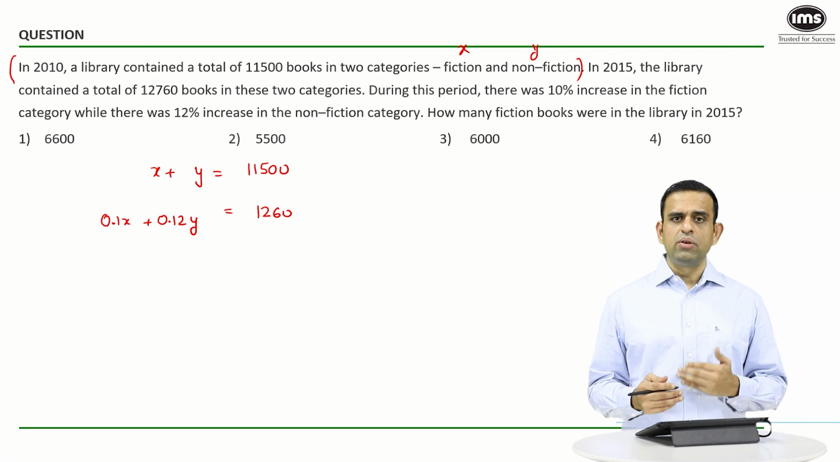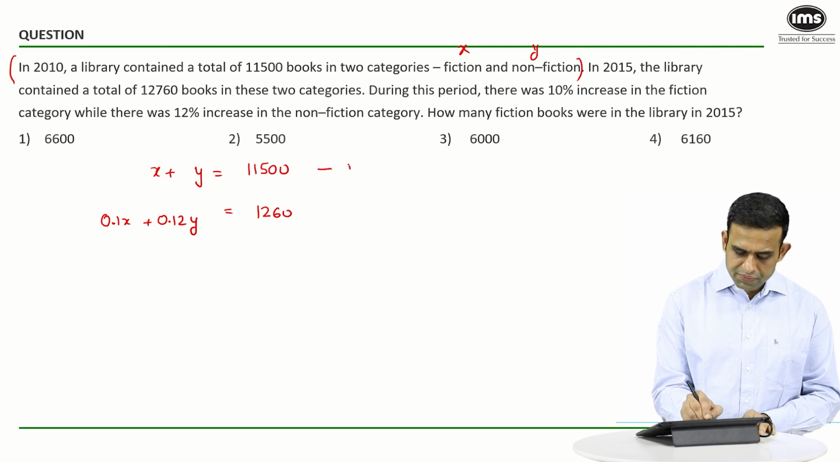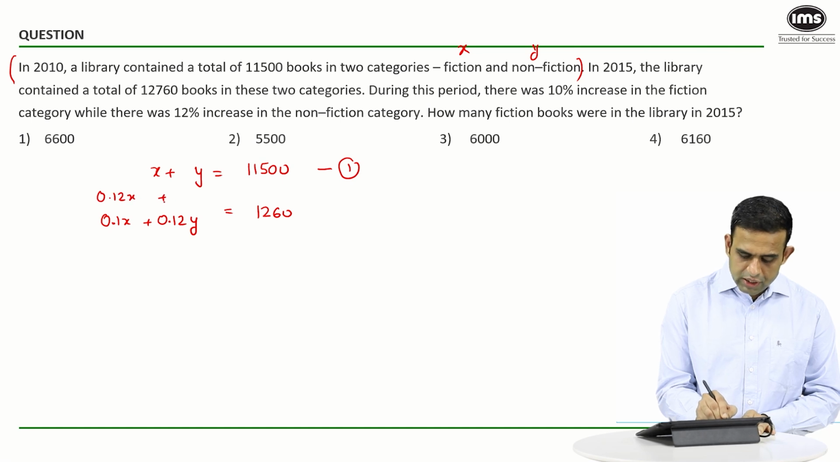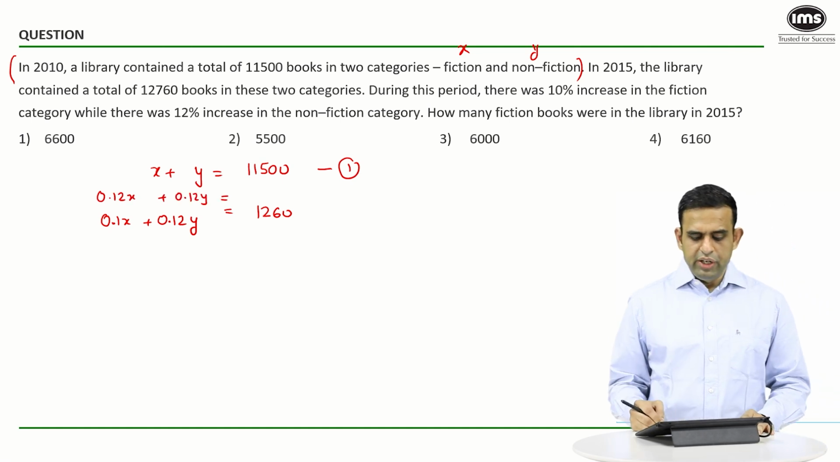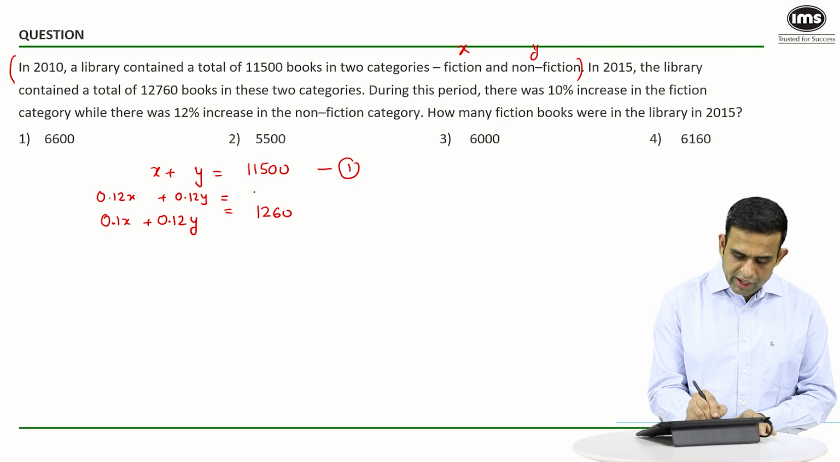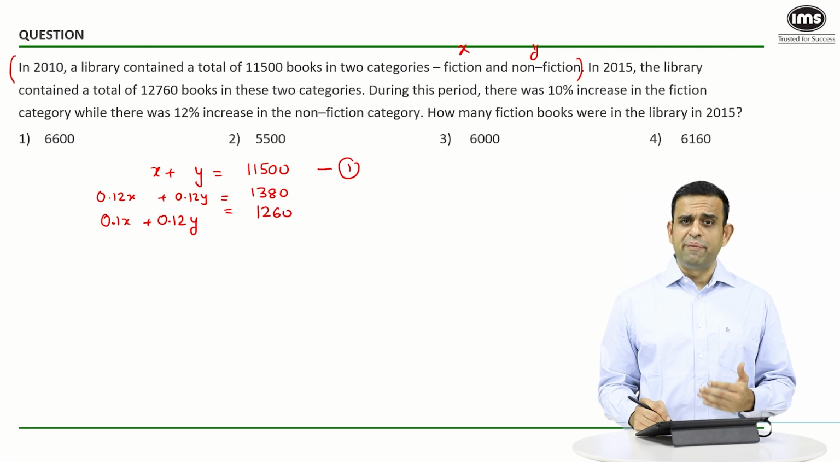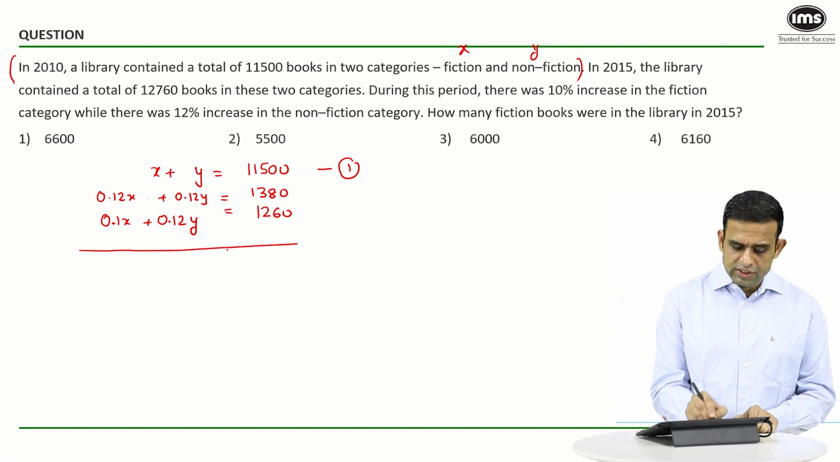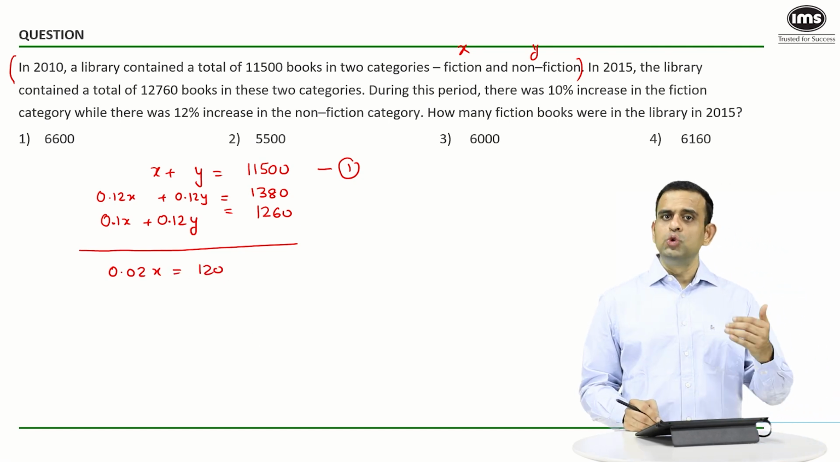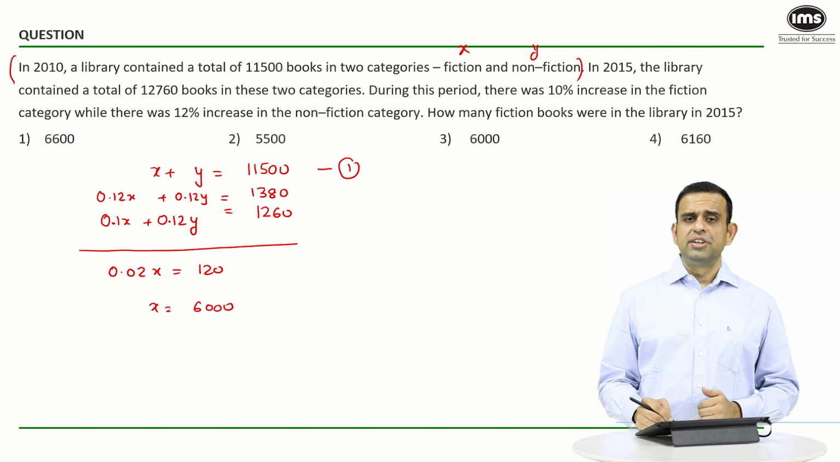Now since we are supposed to find out the fiction books, let me try to eliminate the value of y. So what I can do is, if I look at my first equation and multiply it by 0.12, what I will get is 0.12x plus 0.12y, and this will be equal to 12% of 11500, which is 1150 plus 230, and that gives the number 1380. Now if I want to eliminate the value of y, I must subtract the two equations. So what I get here is 0.02x corresponding to the number 120. Now 0.02 means 2 by 100 or 1 by 50. So x must be equal to 50 times 120, giving us the number 6000.